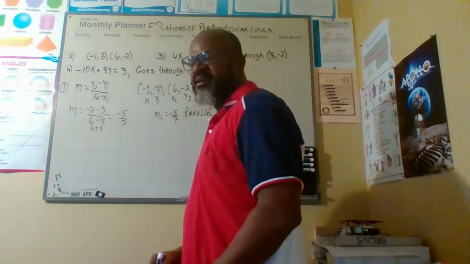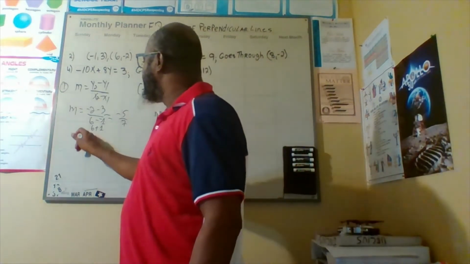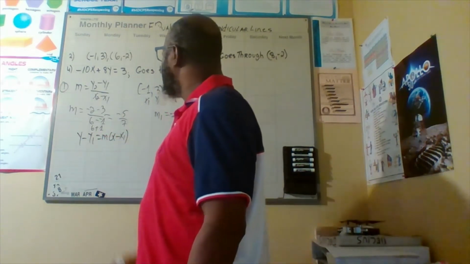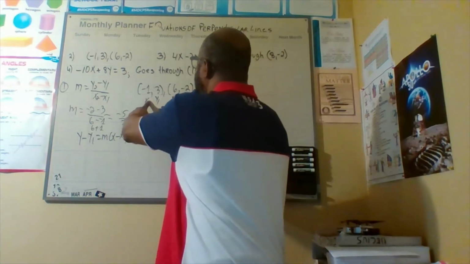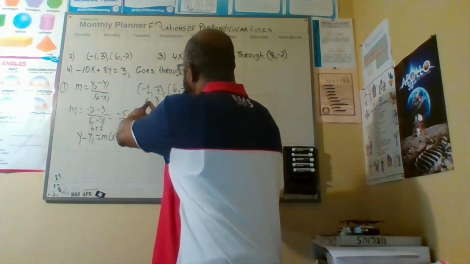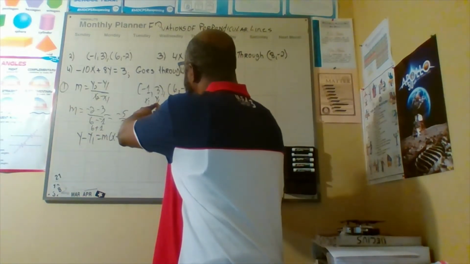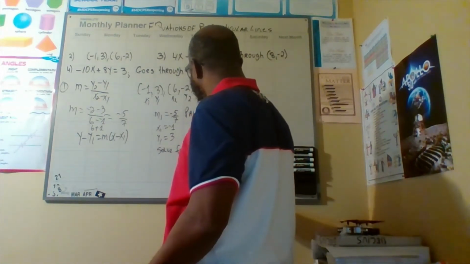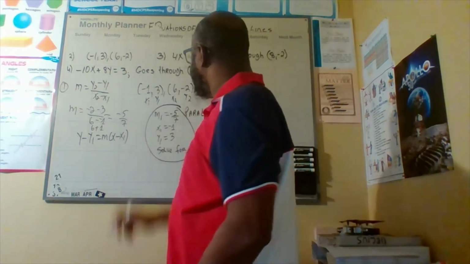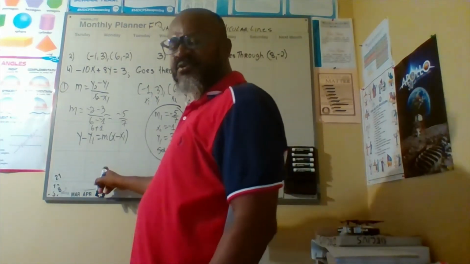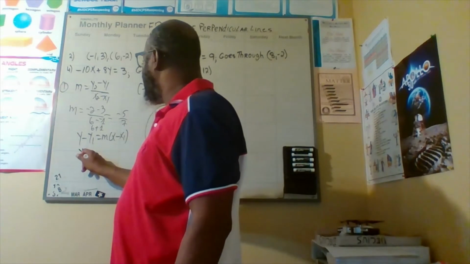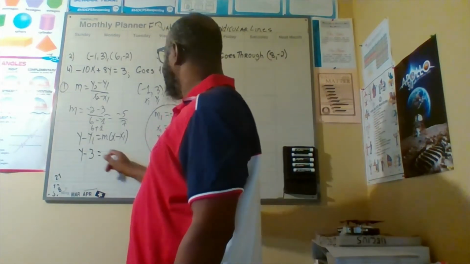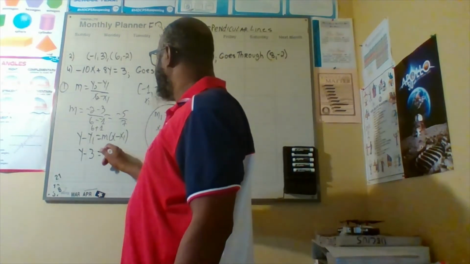In this case, I will use my slope in y minus y1 equal m times x minus x1. In this case, my x1 is negative 1, my y1 is 3. I'm going to solve for y. So I have my information here. I'm going to insert those things here. That will be y minus y1, which is 3, equal negative 5/7 times x plus 1. The double negative becomes positive 1.